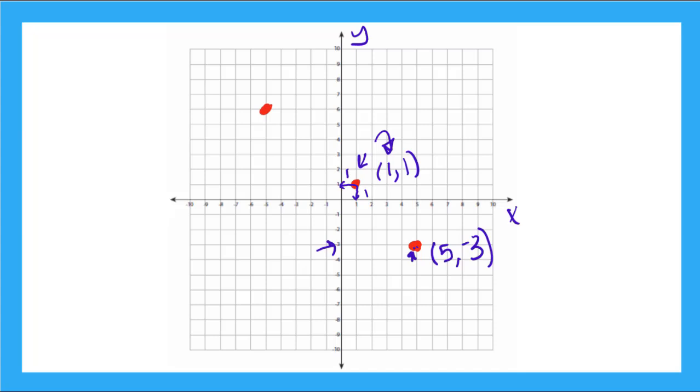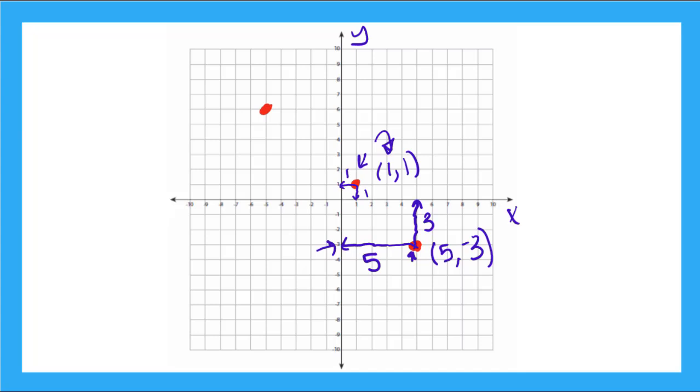Now how far is this point from the x-axis? I go to my point and I trace up to the x-axis. I go up 1 box, 2 boxes, 3 boxes from the x-axis. And how far am I from the y-axis? Starting at my point, I trace over to my y-axis: 1, 2, 3, 4, 5. So I'm 5 boxes from my y-axis.